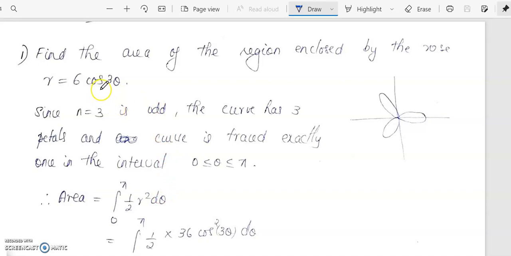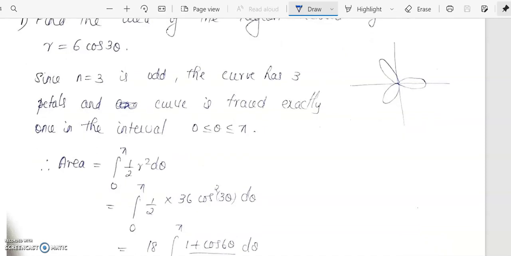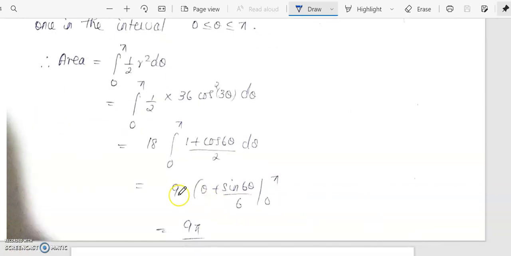So you will get 36 cos square 3 theta. So that will be equal to integral 0 to pi 1 by 2 into 36 cos square 3 theta d theta. Now cos square 3 theta can be written as (1 plus cos 6 theta) by 2. So that will give 18 by 2, which is 9. 9 times integral 0 to pi (1 plus cos 6 theta) d theta. Now upon integrating you will get 9 times [theta plus sin 6 theta by 6] from 0 to pi.